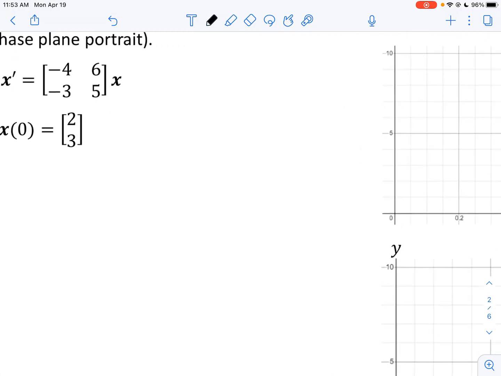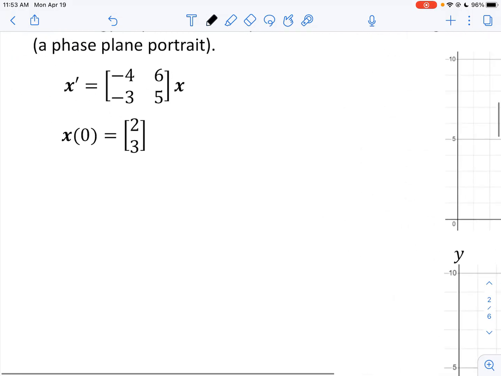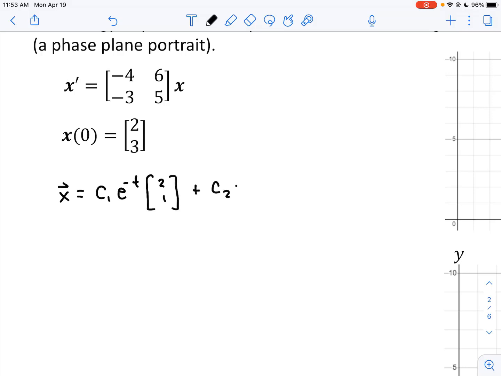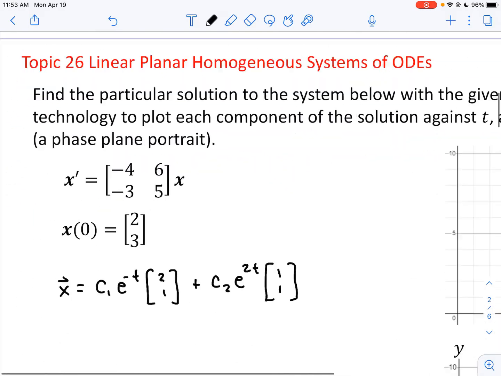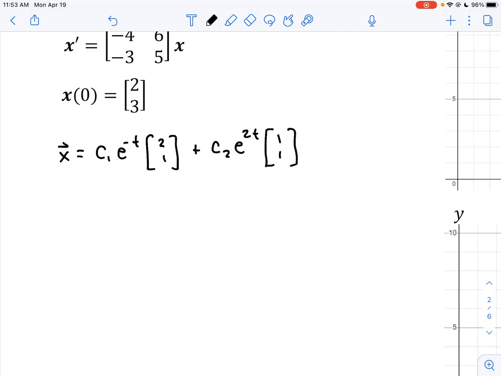Okay, so we're going to begin with the general solution, and the general solution was x equals some constant C1 times e to the negative t times the vector 2, 1, plus a second constant e to the 2t times the vector 1, 1. Just double check I copied that correctly. Looks good. Okay, now we want to plug in 0 and create a system of equations here.